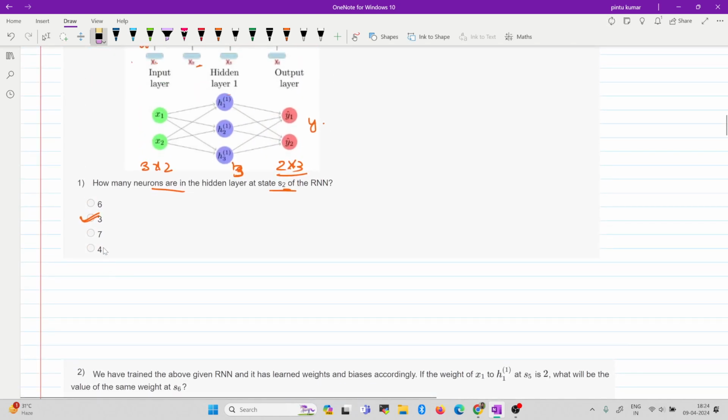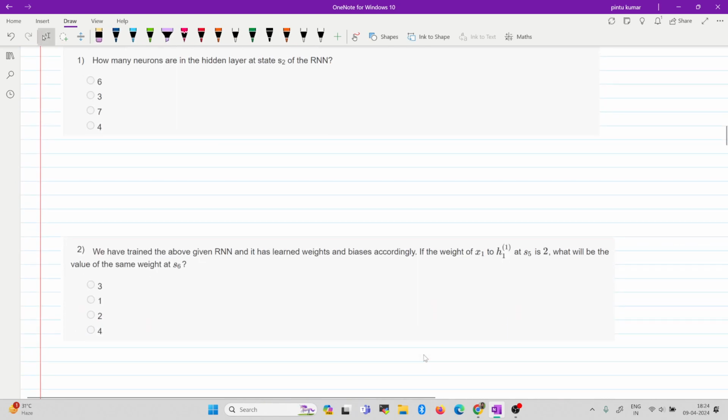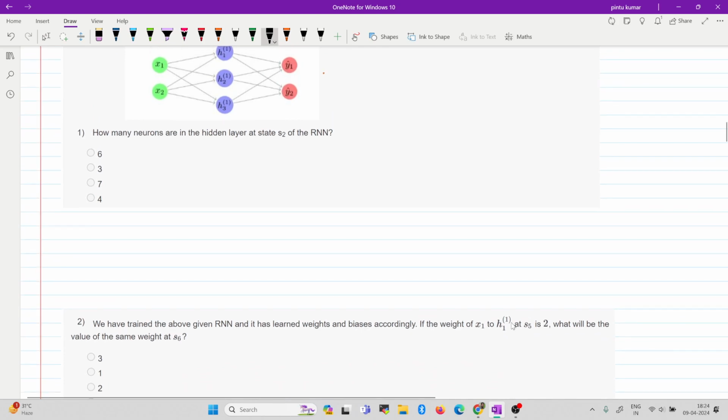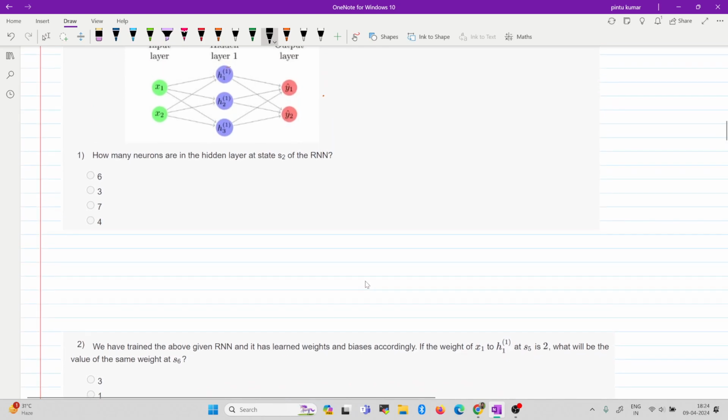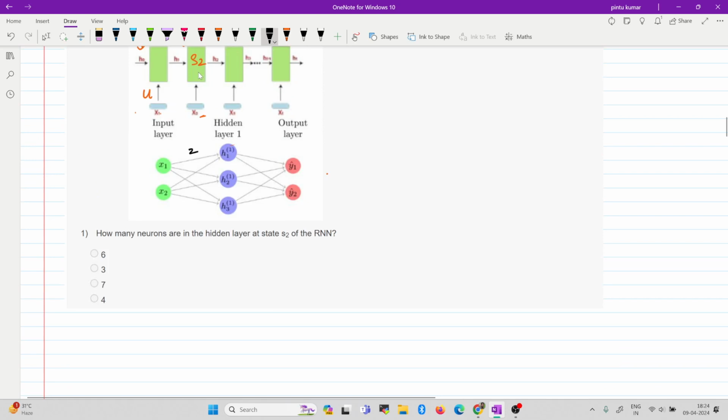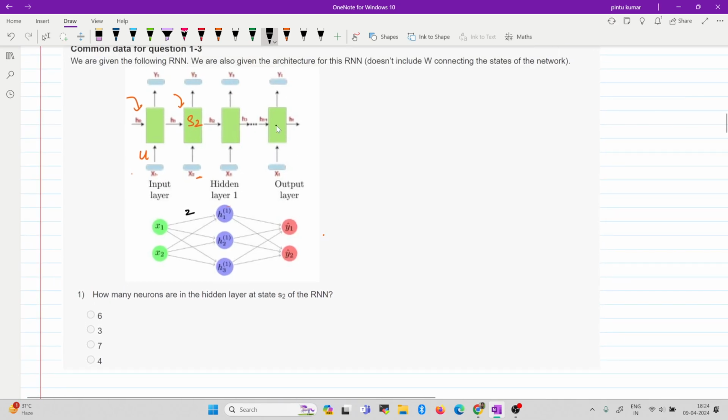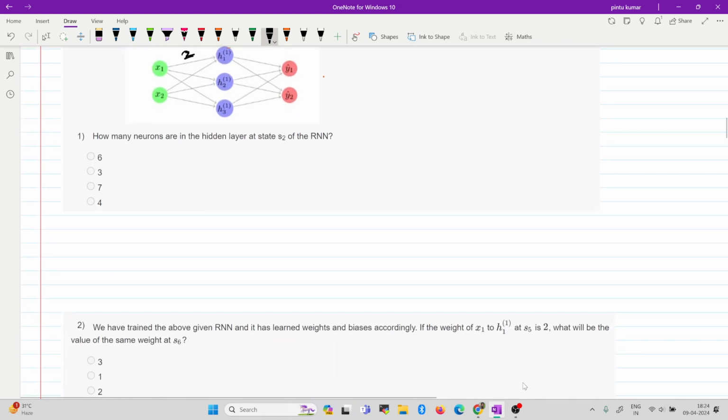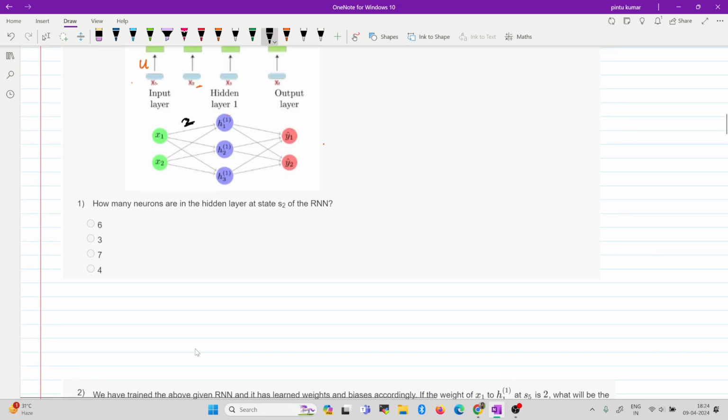So what it is saying is, they have trained this network and the weight that it has learned from X1 to H11 is 2. So for S5, when they were training for this S5, they learned that the weight is 2. What will be the weight value of the same weight at S6? When they are inputting the 6th word, what would be the weight? This is their question.